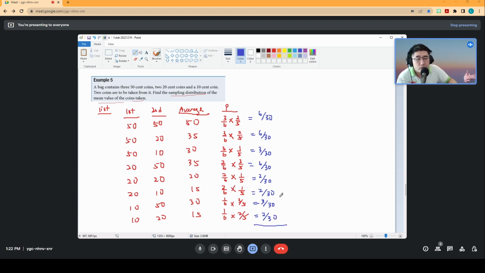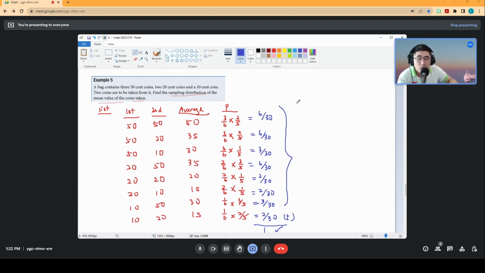Of course, if you want to check, we can check whether everything adds up to 1. If everything adds up to 1, that means you are correct. 6 plus 6 plus 6 is 18, 18 plus 3 is 21, 21 plus 4 is 25, 25 plus 5 is 30. So this equals 1. So you know that you are right. Nothing wrong here.